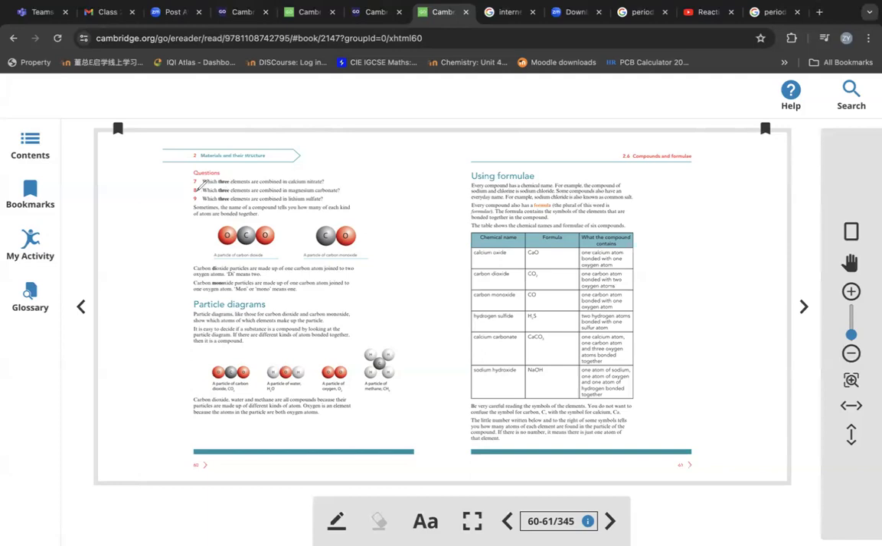Number 8. Magnesium, carbon, and oxygen. Number 9. Lithium, sulfur, and oxygen. Okay, I think you understand.